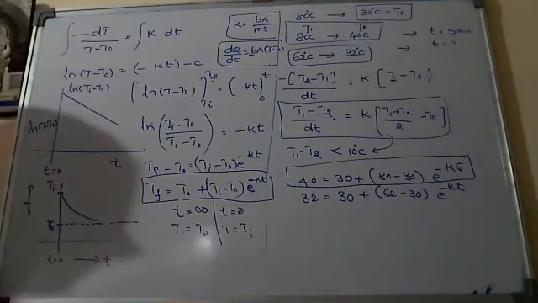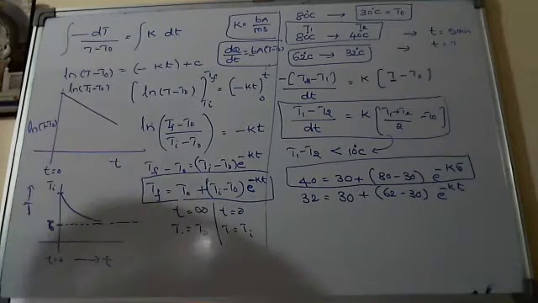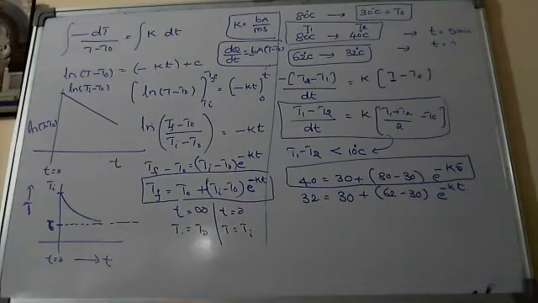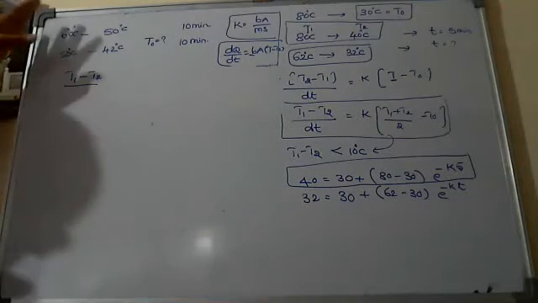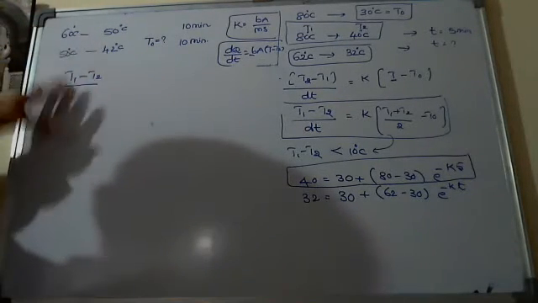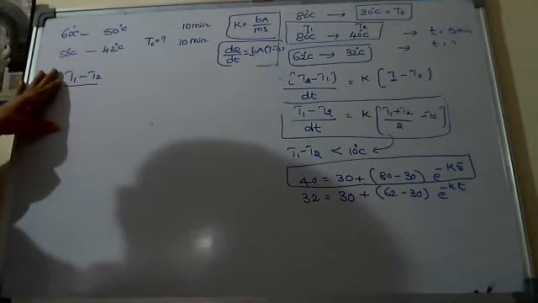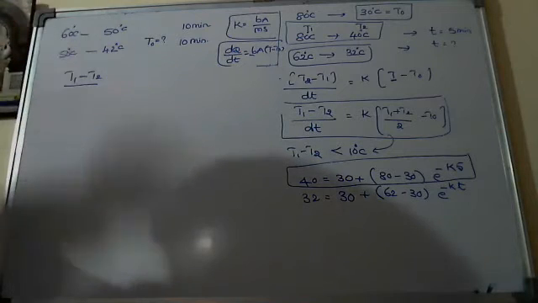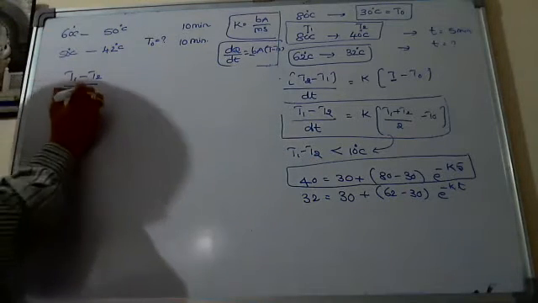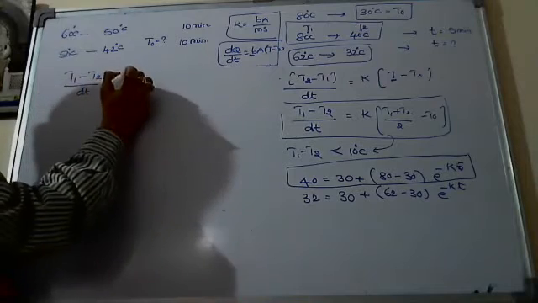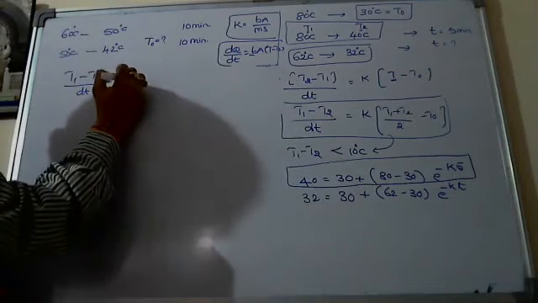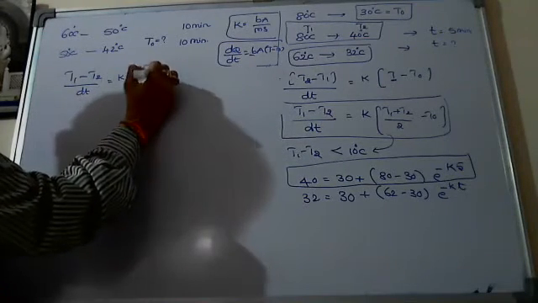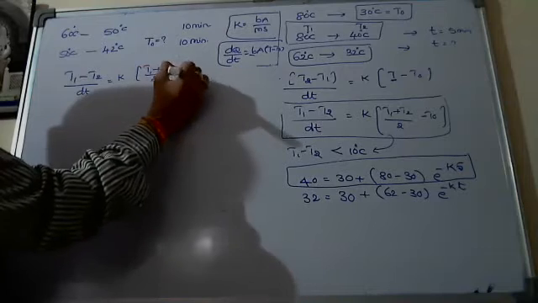Due to lack of time today, I am not solving the questions. I am just giving some hints. You try to solve them. In this question, I think you understood why I am using this shortcut equation: because the temperature difference is less. So (T1 minus T2) by dt is equal to some K into ((T1 plus T2) by 2 minus T0).